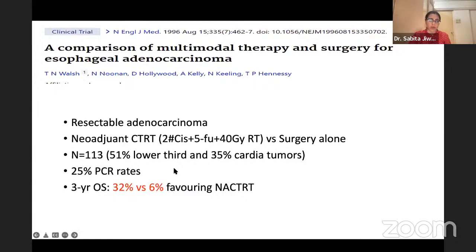The morbidity and mortality was higher in the tri-modality arm, but the overall survival was showing a huge difference. They did not accrue all the patients. It was very difficult to accrue, but this changed the way people thought about tri-modality therapy in esophageal adenocarcinoma.